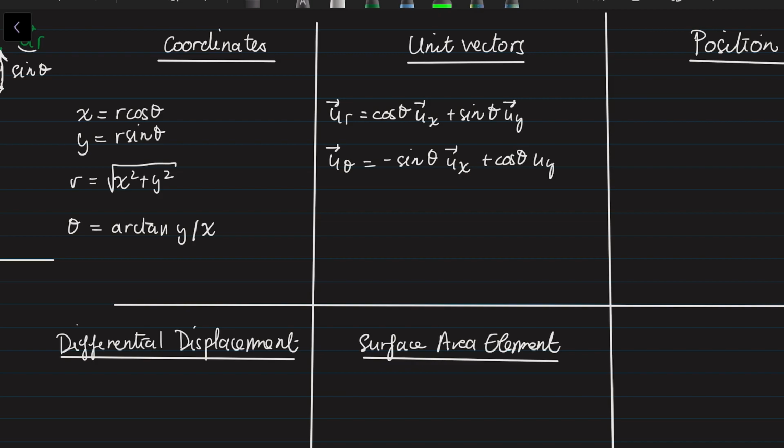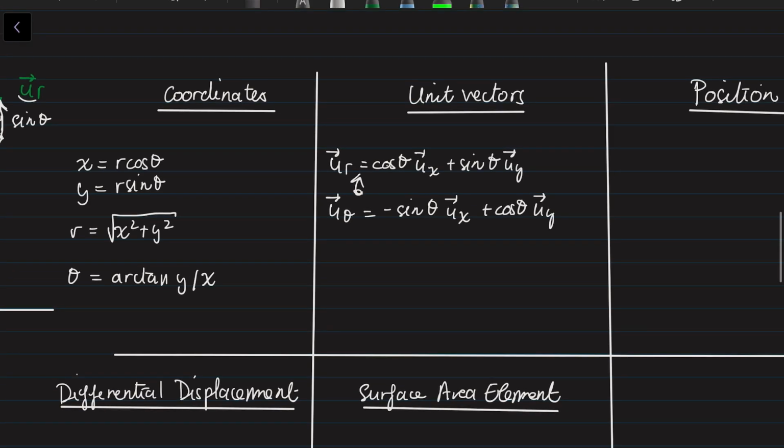And actually we can see from these two expressions that u_r and u_theta are orthogonal, right? Because if I take the scalar product, we have cosine theta times minus sine theta plus sine theta times cosine theta. So their scalar product is 0, so they're orthogonal. And this is a nice thing to check.